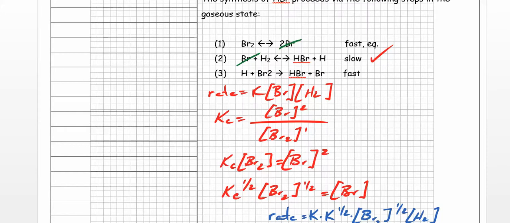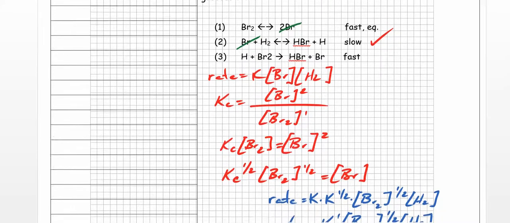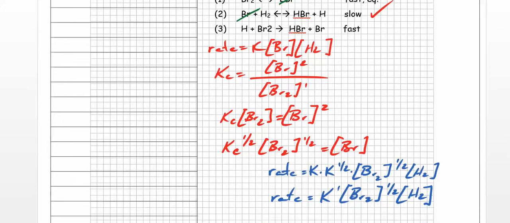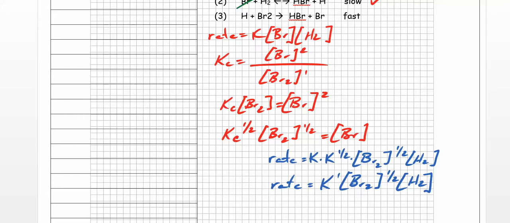So here's what we've got. We've got Kc then is equal to [Br] squared over [Br2], right? Now we're going to have to deal with that squared by taking the square root of what we have on the left-hand side. Remember, we're trying to isolate Br by itself. So we have Kc to the 1/2 power times [Br2] to the 1/2 power, and now I've got the Br isolated, right?